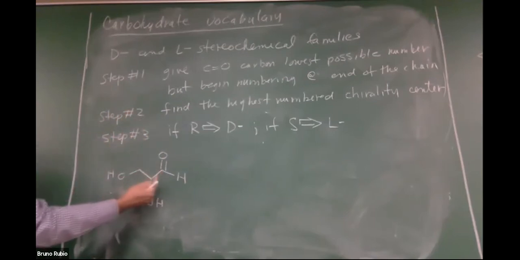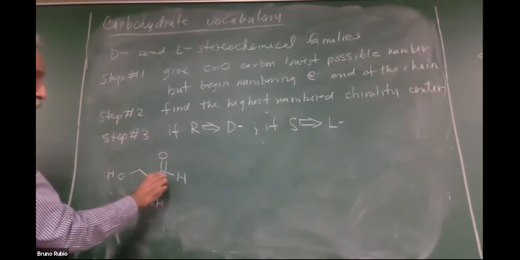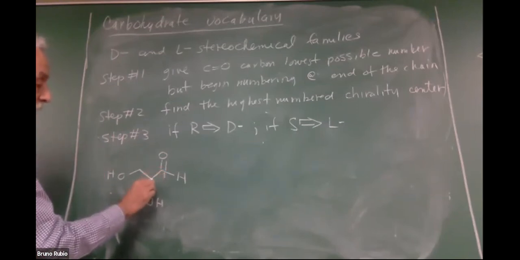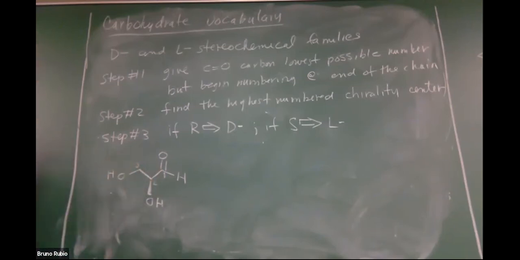Now I'm going to number all of the carbons in the carbohydrate, but I'm going to give the carbonyl carbon the lowest possible number, starting from the end of the chain. So there's carbon 1, there's carbon 2, there's carbon 3. Okay, so I did step 1. Now step 2, the highest numbered chirality center.